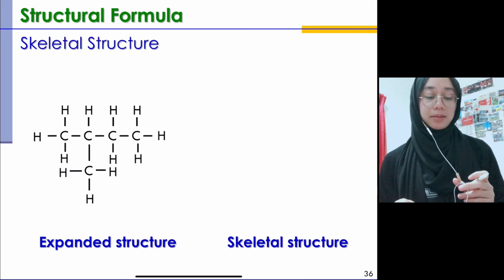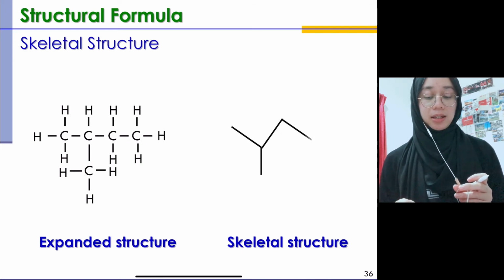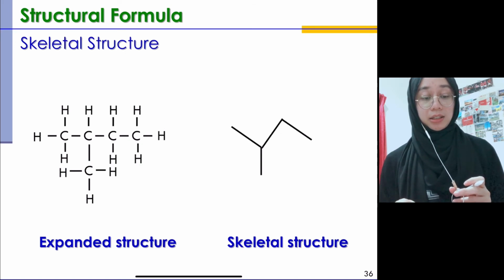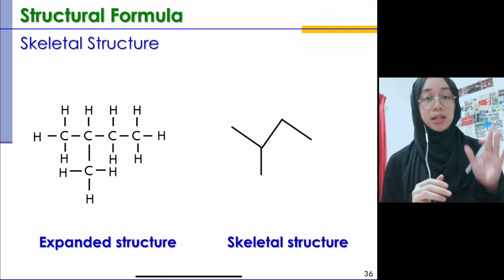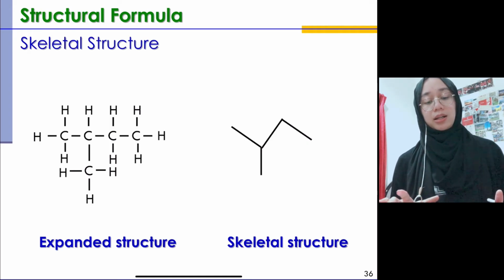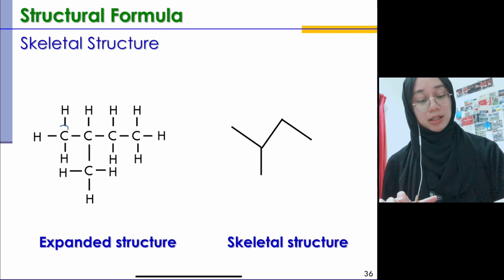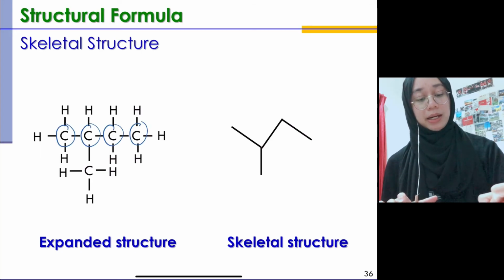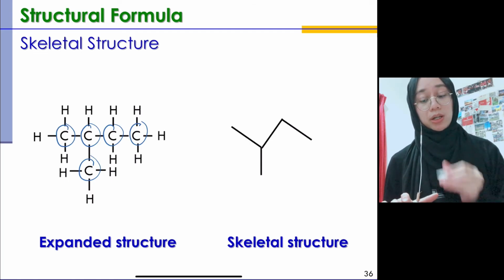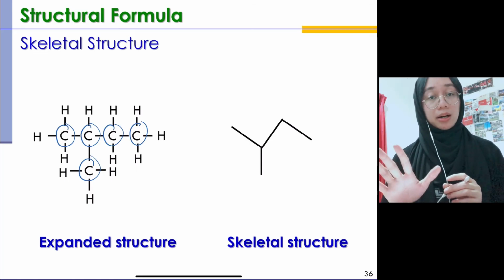Okay, so for example kita ada expanded structure kat sini. So this is the skeletal structure here. Okay, so sebenarnya cara paling senang adalah kita make sure kita kira carbon. Okay, so carbon yang ada dalam expanded structure ada 1, 2, 3, 4, 5. So make sure juga your skeletal structure pun ada 5 carbon juga.